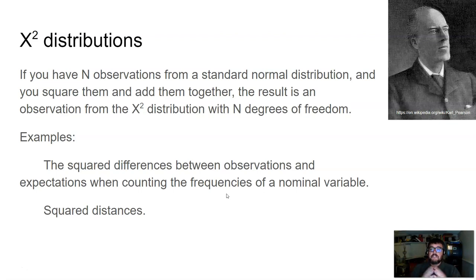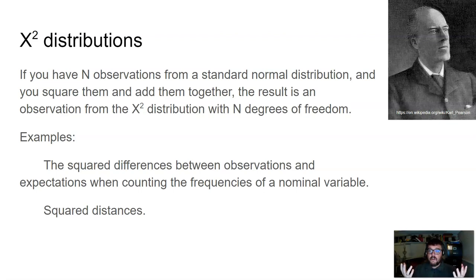Finally, another distribution that's super useful but not as easy to wrap your brain around is the chi-squared distribution. Now, we talked about the normal distribution before, and the chi-squared distribution is basically what happens when you take things from the normal distribution and you square them so that the negatives are no longer negative, and then you add them up. So if you take one observation from a normal distribution and you square it, that is a value of the chi-squared distribution with 1 degree of freedom.